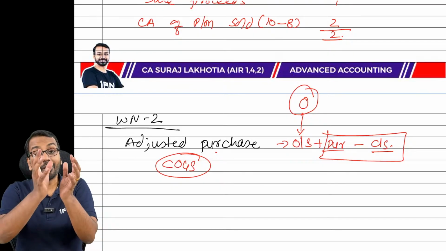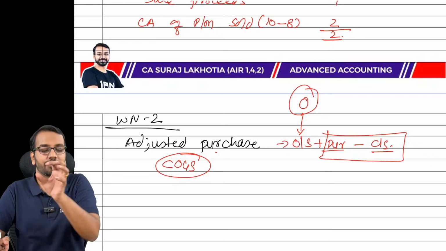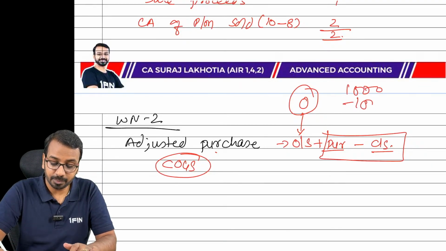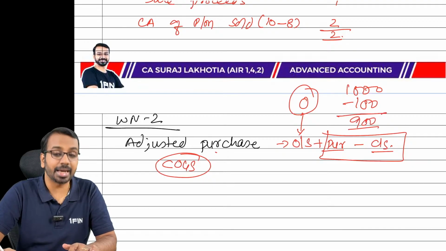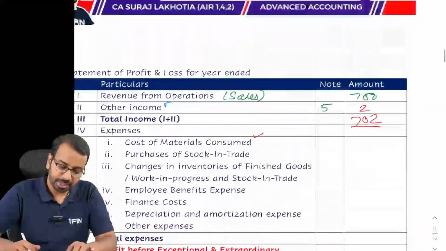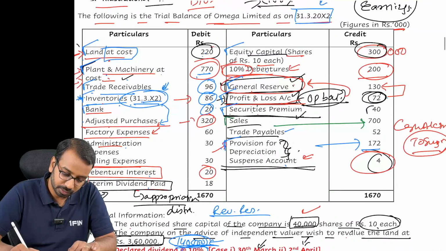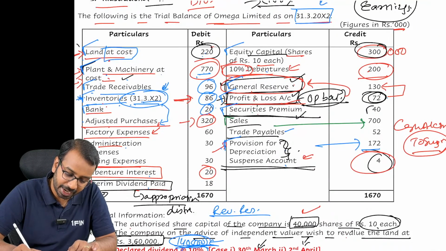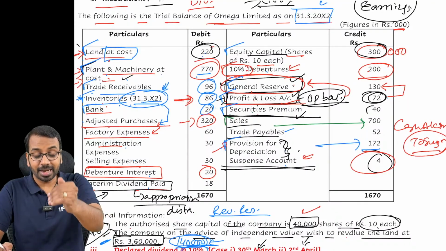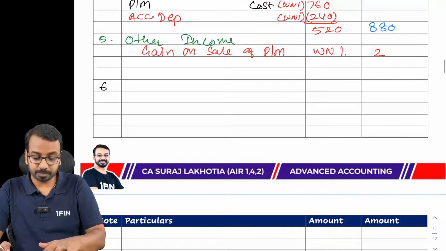The word adjusted means from the purchases, I have adjusted the inventory at hand. So if I purchased 1000 and I have 100 of inventory in hand, my adjusted purchase is 900. Now here, how much is the adjusted purchases? What they have given is 320 and inventory at hand is 86. Now this 320 is arrived at after deducting 86 from the purchases.